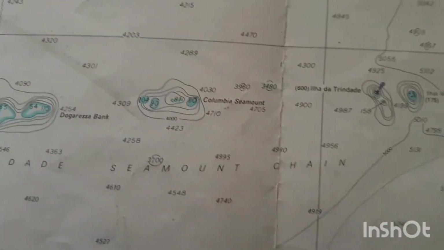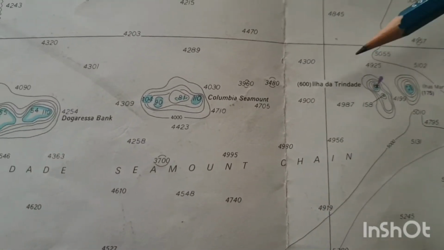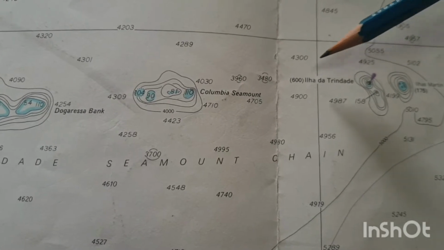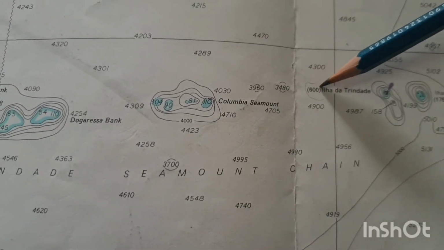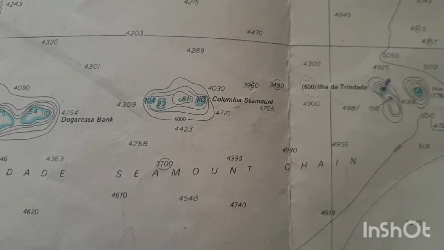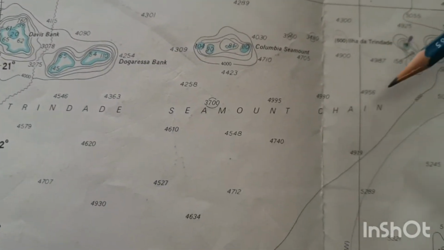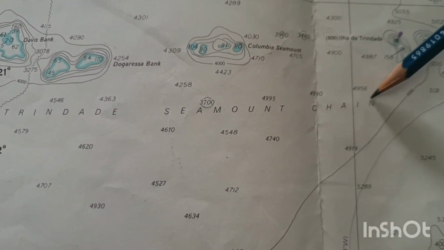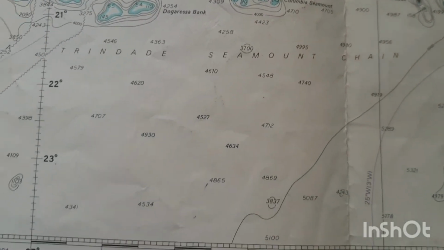Also, this is an island. Name of the island, and this one, 600 in bracket, is the height of the island. This is not the depth of the island, whereas this one is the depth of the sea. This one is the height of the island.